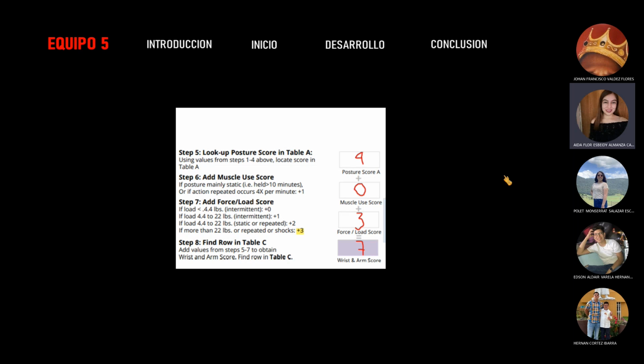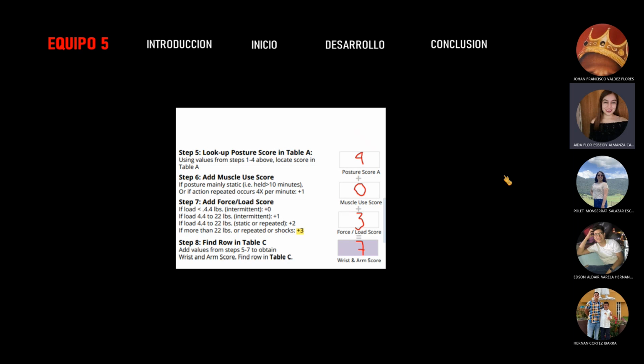In step 6, add muscle use score, I didn't add anything. In the 7th step, add force or load score, I choose 3 points because it's more than 22 lbs. Finally, in step 8, I had to find the row in table C.